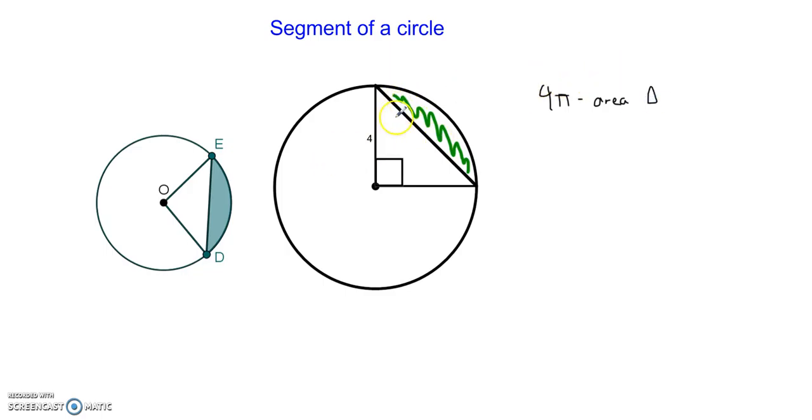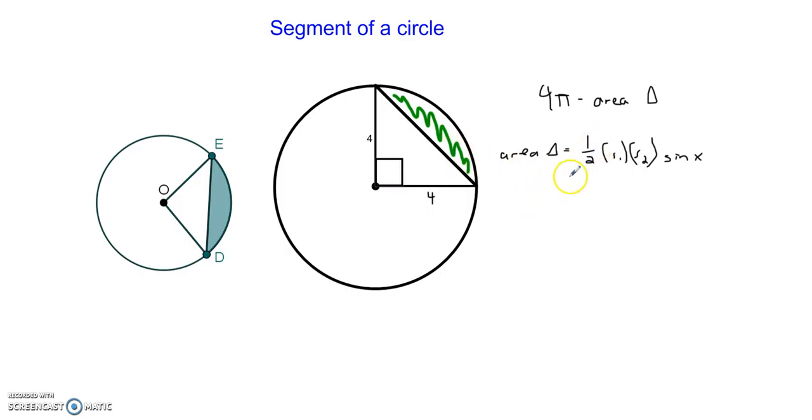Now luckily, we have all the information we already need to solve for this area of the triangle. Last section we learned a nifty little formula involving knowing 2 sides of a triangle and the angle in between them. If we know 2 sides of the triangle and the angle between them, we can find the area using this equation right here. So we know that this radius is 4. We automatically know that this radius is 4 because all radii are the same.